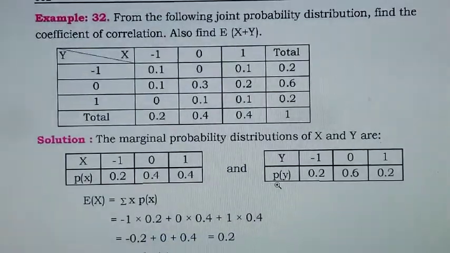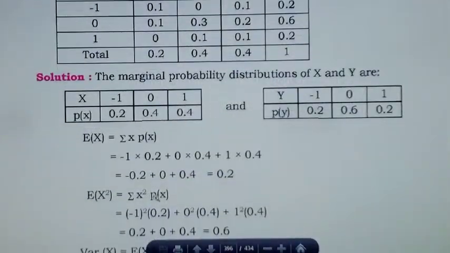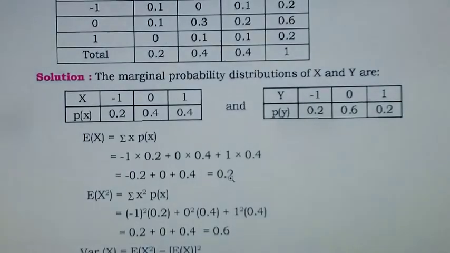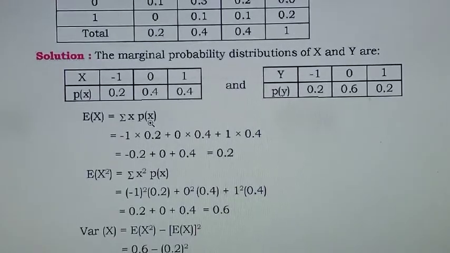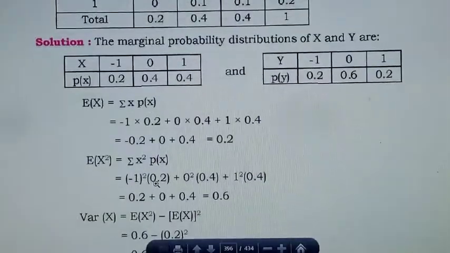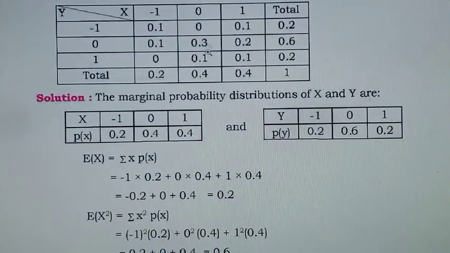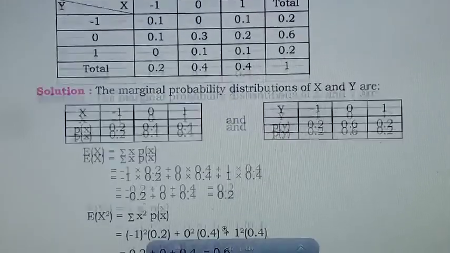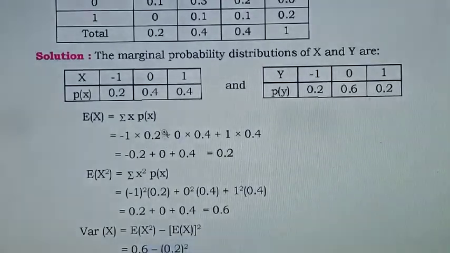Now you know the expectation of x. Expectation of x means the sum of x into p of x. So -1 into 0.2, 0 into 0.4, plus 1 into 0.4, adding all together you get the value. Expectation of x is 0.2. And then expectation of x square is nothing but the summation of x square into p of x. So (-1) square into 0.2 plus 0 square into 0.4 plus 1 square into 0.4. So you will be getting expectation of x square. And expectation of x we got already, the mean of x.